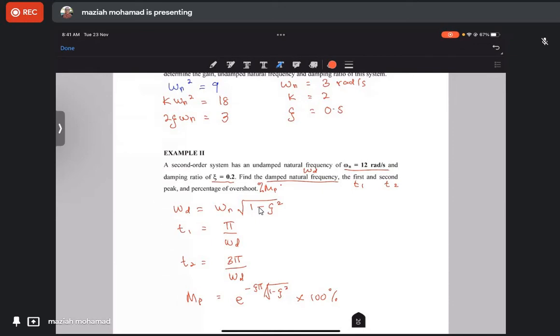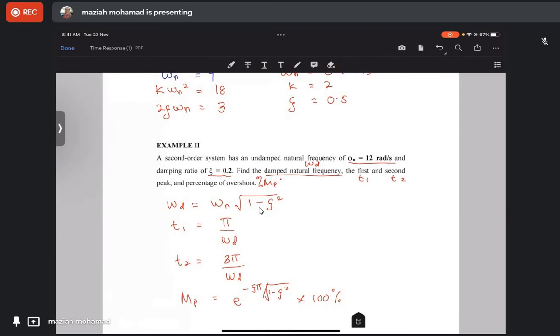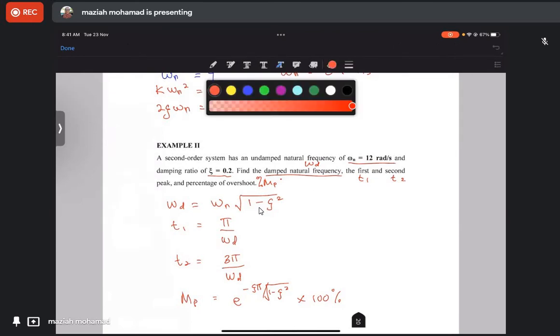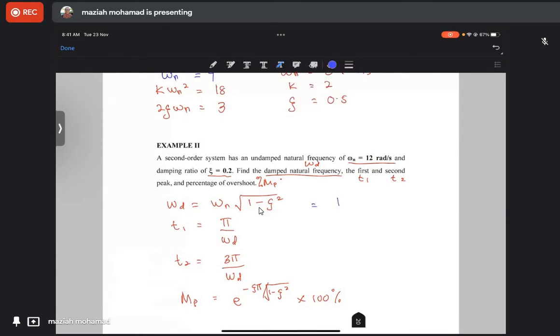What is the value for omega d? 11.76 radian per second. T1? 0.27 second. T2? 0.8 second. And MP?